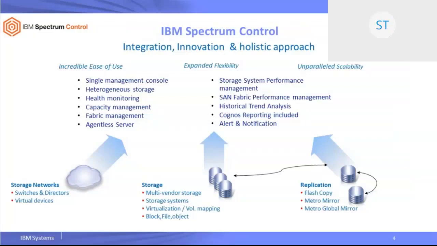This slide gives you an overview of the flexibility and scalability of Spectrum Control. Having a single management console, you can do health monitoring, storage and capacity management, alerting and notifications. Monitor performance of your storage and SAN devices. You can save historic performance and capacity data for analysis. You can also get reporting by using Cognos reporting.